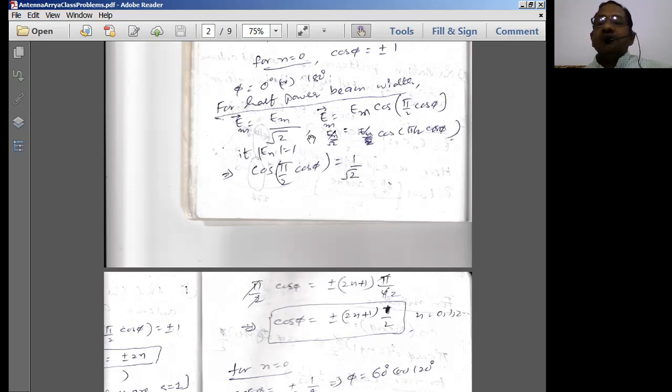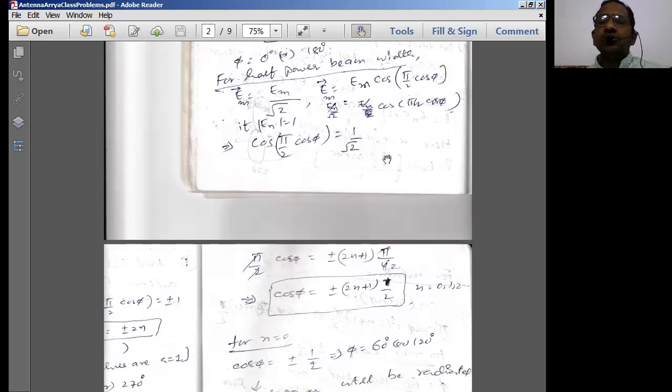So for maximum power radiated, the electric field value should be the rated value, which is called the RMS value, which is nothing but equal to Em by root 2. That is from the previous electrical technology. We normally take this condition. So here, E can be written as Em by root 2. This Em will get cancelled. I simply get cos of pi by 2 cos phi is equal to 1 by root 2.